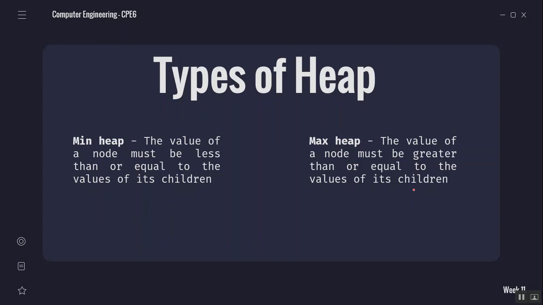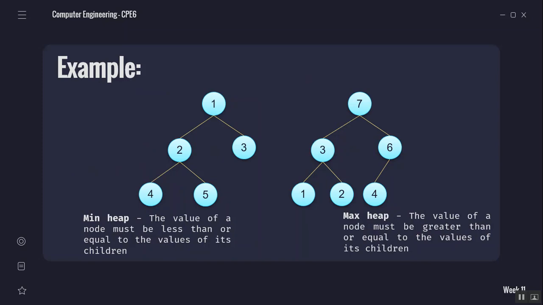Okay, so let's have an example. We have here two complete trees, as you can see. The left complete binary tree is a min heap. It follows the property of a min heap because all of its parents are lesser than the values of their children. The value of the root node, or this parent node here, is lesser than its children 2 and 3. Same goes for the left subtree. We have here the parent node 2, which is lesser than its children.